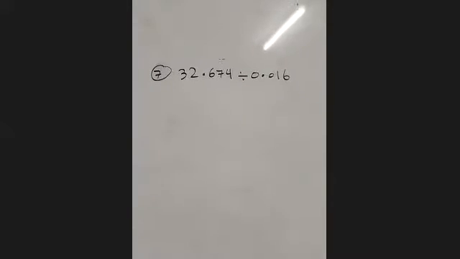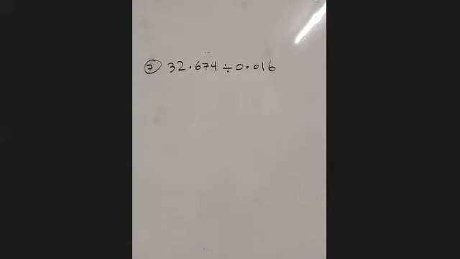Page 153. Yanal, Fadi. Question number 7. We have 32 decimal 674 divided by 0.016, right? Like this? Yes. This is long division. We will use long division here.